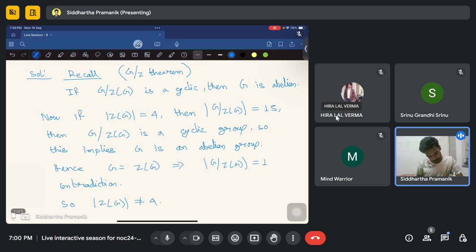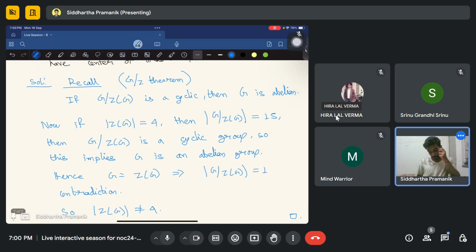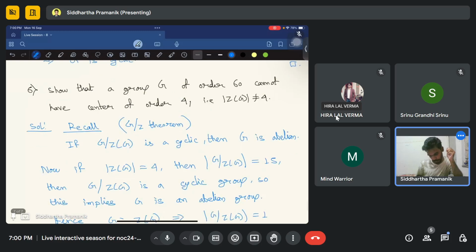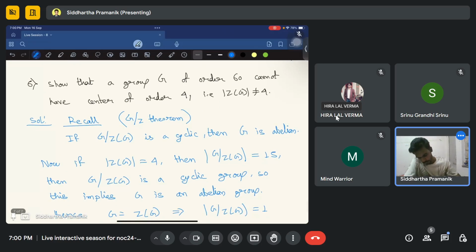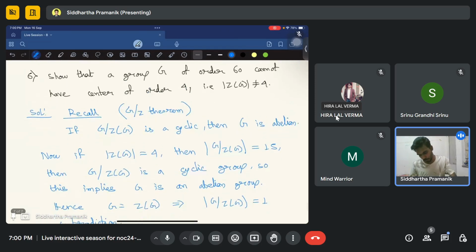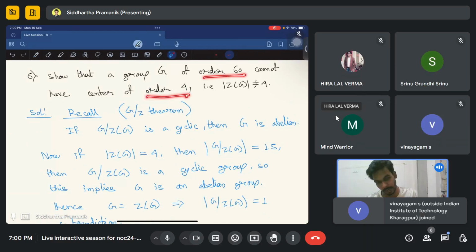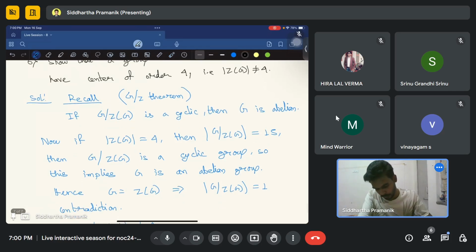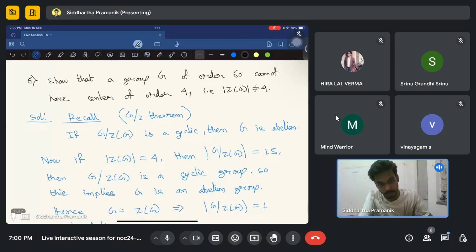So I hope this is clear for you. G mod ZG is a powerful theorem. One should remember this. So a group of order 60 cannot have center of order 4. This is for any group of order 60. Okay, now let's do a theoretical problem which I will use in the next problems.